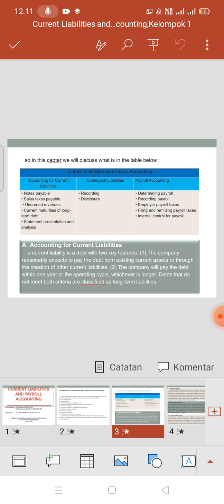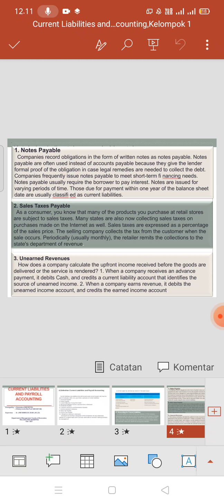Accounting for current liabilities. A current liability is a debt with two key features. 1. The company reasonably expects to pay the debt from existing current assets or through the creation of other current liabilities. 2. The company will pay the debt within 1 year or the operating cycle, whichever is longer. Debts that do not meet both criteria are classified as long-term liabilities.